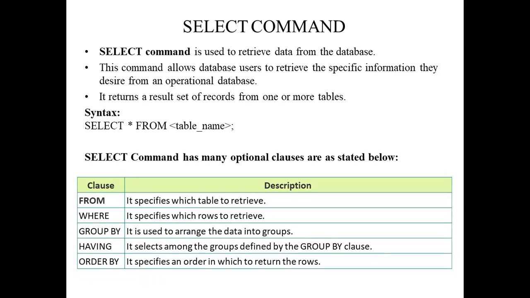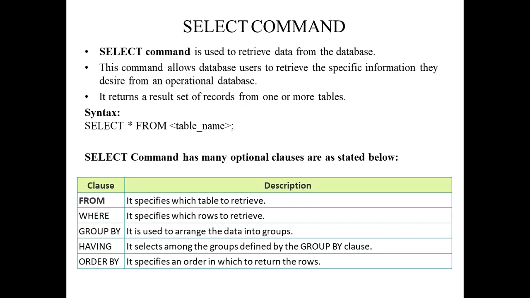Here we are using the clause group by. Why? It is used to arrange the data into groups. Why are we using having? It selects among the groups defined by the group by clause. Why are we using order by? Suppose we want the information in ascending order or descending order. In those situations we use order by. In the upcoming sessions we will use all these clauses. Up to now, please remember which clause is used in which situation.